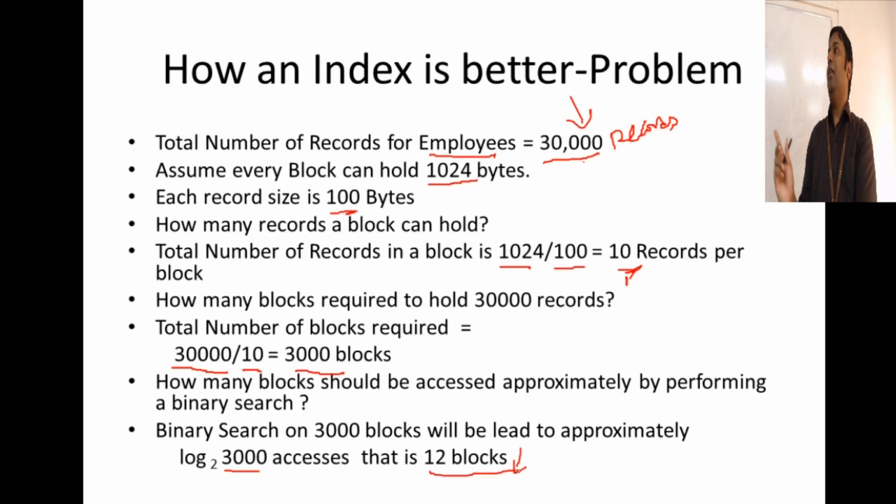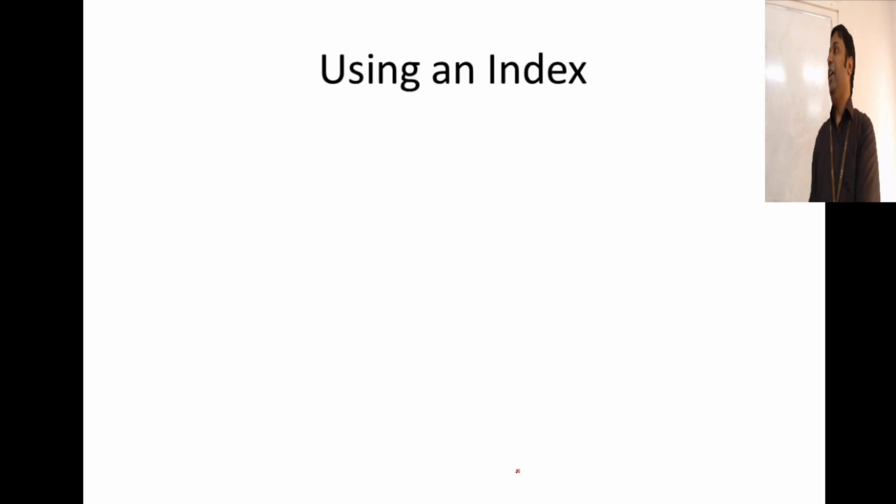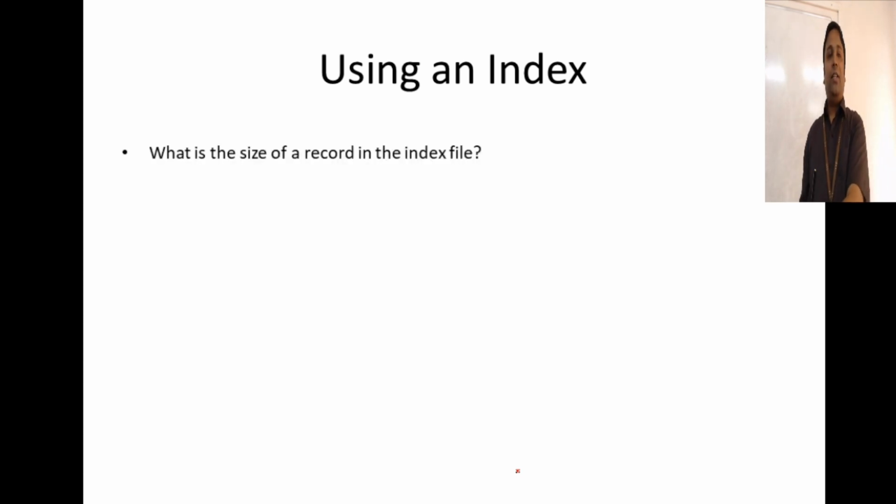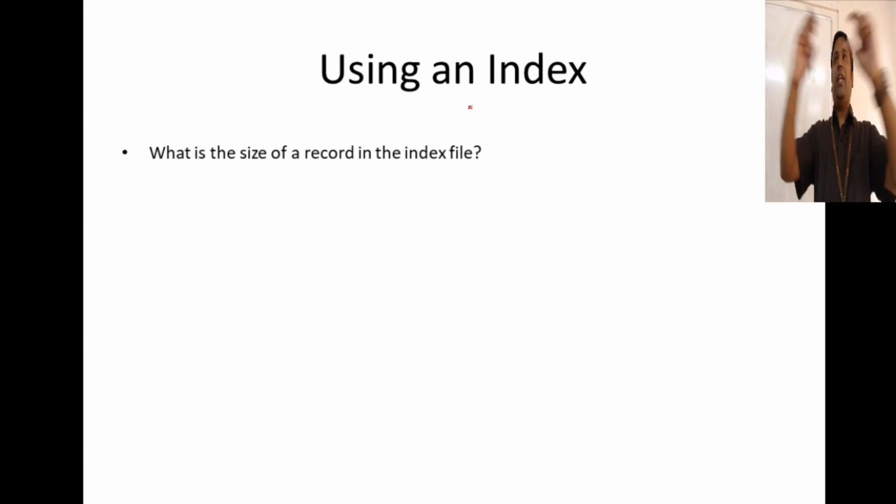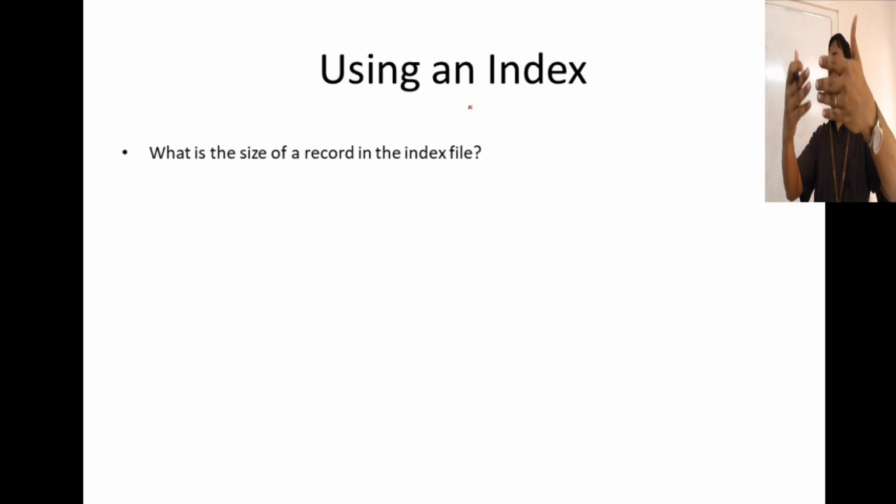Is that clear? Now the question is, using an index, we'll create a primary index. We'll see how index improves the performance. So let us talk about index. When you talk about index, you have an index entry, right? What are the two fields? One is the primary key, another one is the pointer.